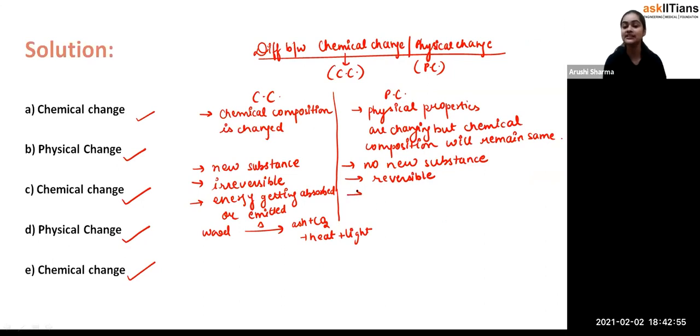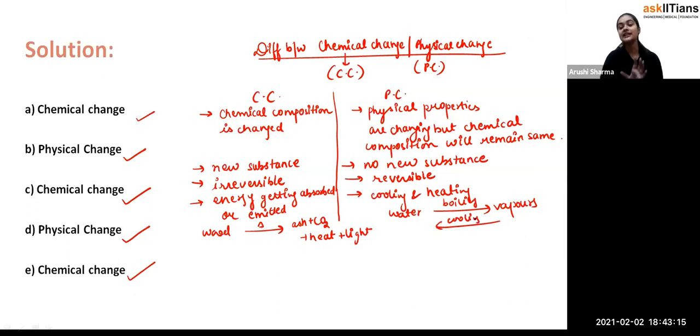But in the physical changes, it requires only cooling and heating. Cooling and heating, how, student? Whenever there is water in some utensil, and if you start heating it, like boiling it, what will happen? There is the formation of vapors. But when you cool those vapors again, they will convert back into water. So these are the differences between the chemical changes and the physical changes which we have seen till now.